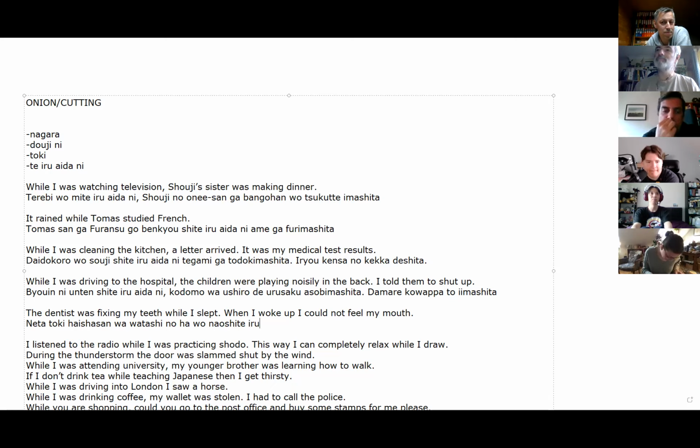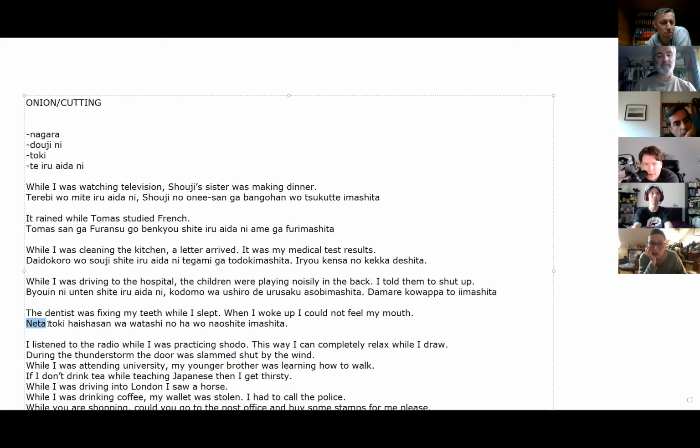You said iru, so this would suggest that this is imasu. Just put imasu into the past. Imashita. Neta toki, Haisha-san wa watashi no ha naoshite imashita. Okay, so this is okay. You would be understood. To make the sound a little bit more natural, I know this said while I slept, but on the basis that this is a present continuous verb, this should also be in the present continuous tense as well, really.